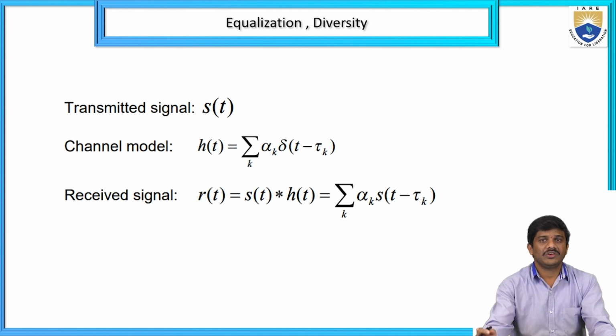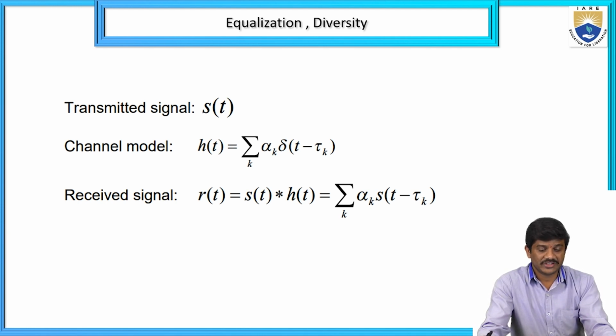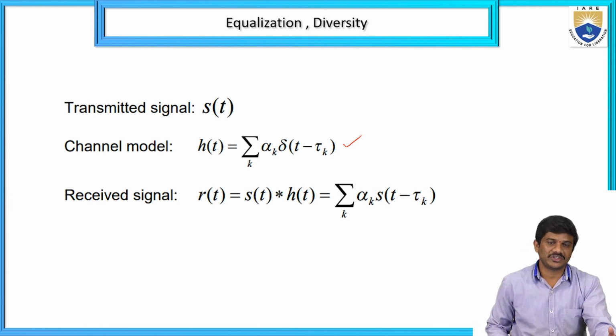Here you can see the transmitted signal, that is s(t). We can assume the channel model h(t) equal to sigma alpha_k delta(t minus tau_k), and the received signal r(t) equal to s(t) convolved with h(t). That is the transmitted signal and the channel model, and then we go with the received signal. These are some examples of the transmitted signal, the channel model and the received signal.